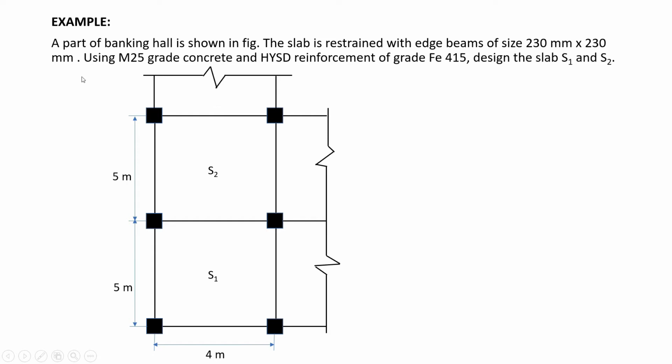Here I will explain the Excel sheet preparation with the help of an example. I have shown a part of a banking hall, and we want to design these two slabs, S1 and S2, which are supported on edge beams of 230 mm by 230 mm size. We have to design the slabs S1 and S2 with M25 grade concrete and HYSD grade reinforcement of Fe415. Slab S1 has two adjacent edges discontinuous, while slab S2 has one longer edge discontinuous.